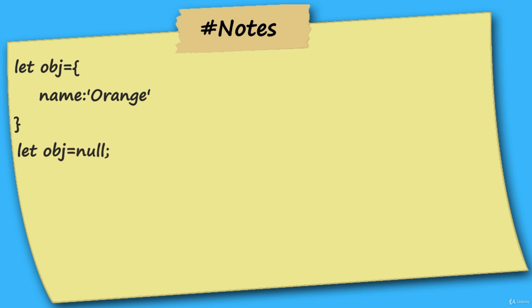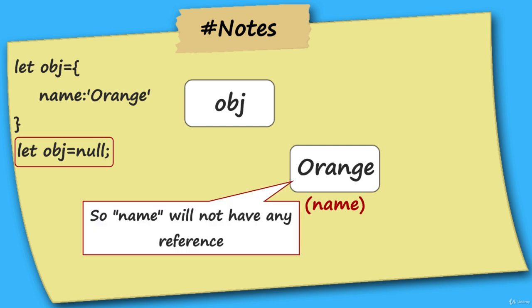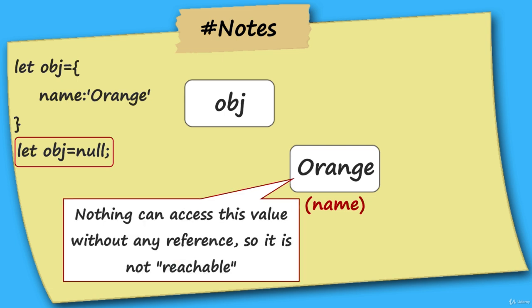Now if I directly say null, then what happens? Obj has a reference to name, that is this orange, and that reference is cancelled now because obj is null. So this name, this orange doesn't have any reference. So this is something which needs to be cleared. So this area which doesn't have any reference, nothing can access this value, is actually unreachable, or you can say that this location is not reachable.